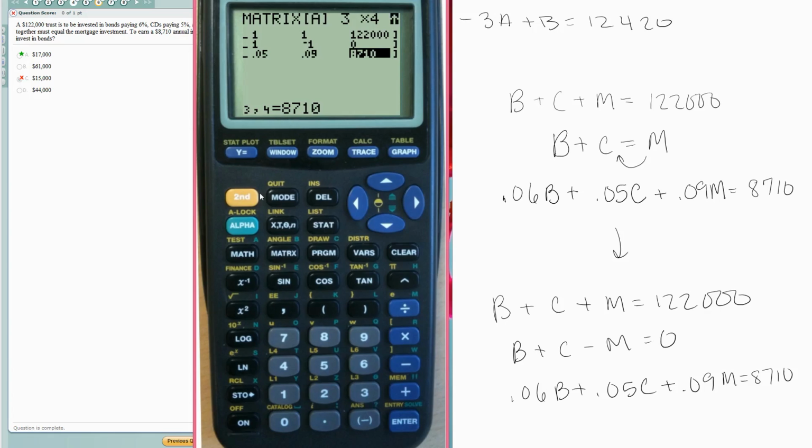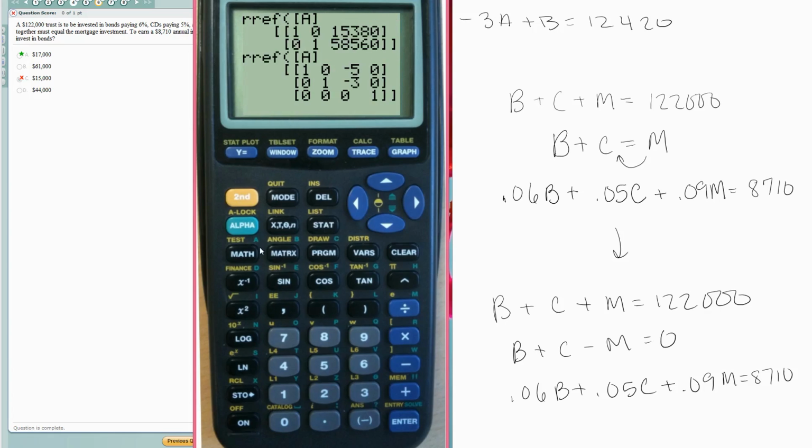Okay, again, quit. We're going to do the RREF. And when we do this, make sure you do second matrix RREF. I just did second entry and it put it in there for me. So the bonds would be this first one, 17,000, which is, you can see, what they wanted. If it asked for the CDs, that would have been 44,000, and the mortgages was 61,000.